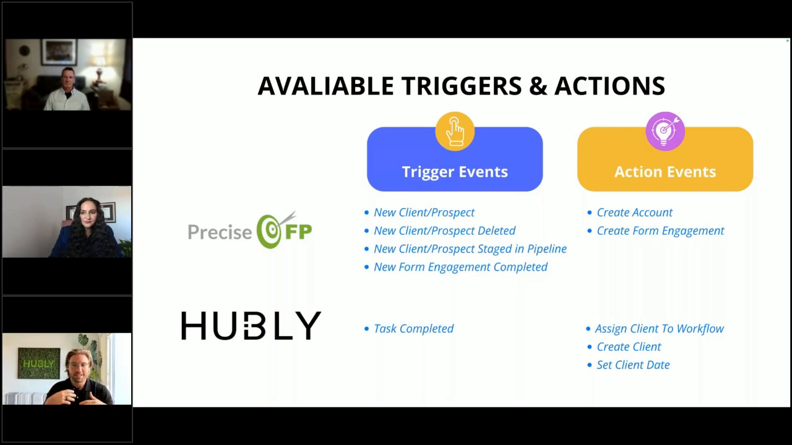For example, let's say a client's going through an onboarding workflow in Hubly and you want to send a PreciseFP fact finder. We have a trigger in Hubly where if you complete a task in Hubly, you can automatically send a PreciseFP form engagement. Or let's say you want to update a client's fact finder date in Hubly, you can set up an automation where when a fact finding form is completed in PreciseFP, the fact finder date is updated in Hubly, and then you can run a number of automations off of that date.